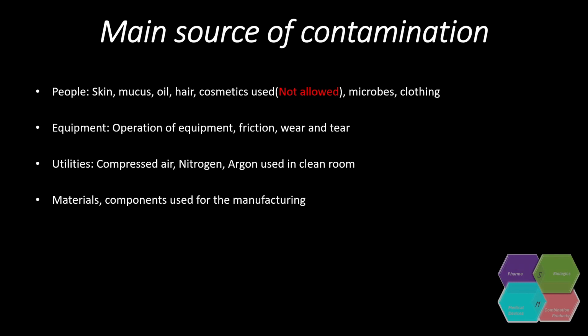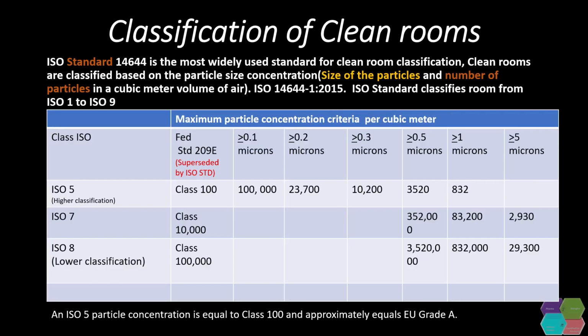Contamination can come also from the materials or the components that are used in the manufacturing. So this is the classification of clean rooms, and the most widely accepted standard is the ISO standard, which is 14644, that defines clean rooms. Clean rooms are classified based upon the particle size and concentration. So there are two things to remember here. One is the size of the particle, and the second thing is the number of particles in a cubic meter volume of air.